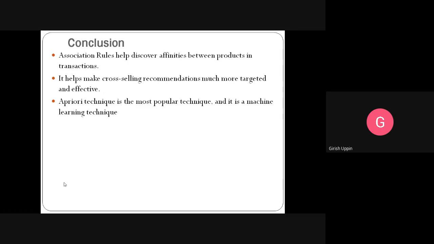Conclusion: association rules help discover affinities between products in transactions. We saw it gets the association or the affinity between the products. It helps make cross-selling recommendations much more targeted and effective. Apriori is the most popular technique, and it is a machine learning technique.